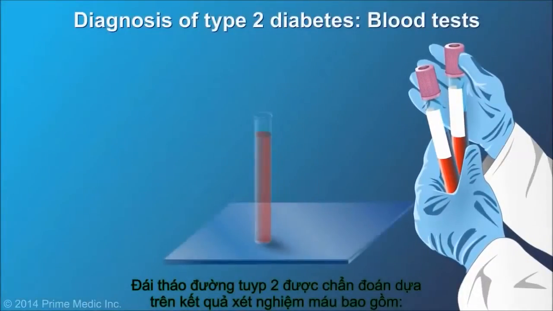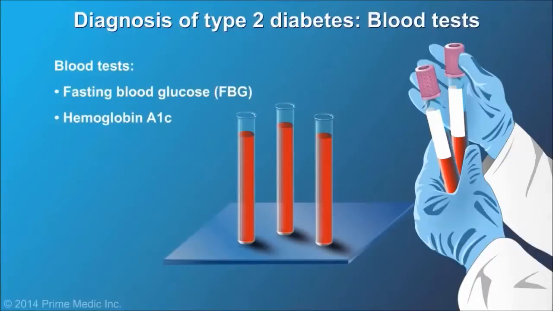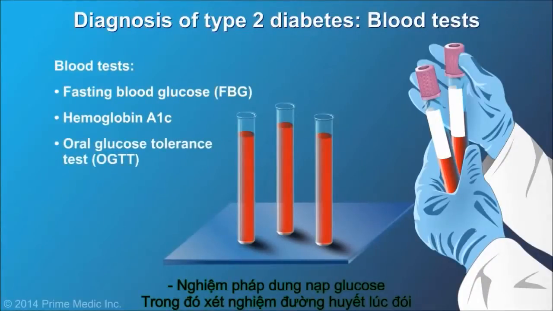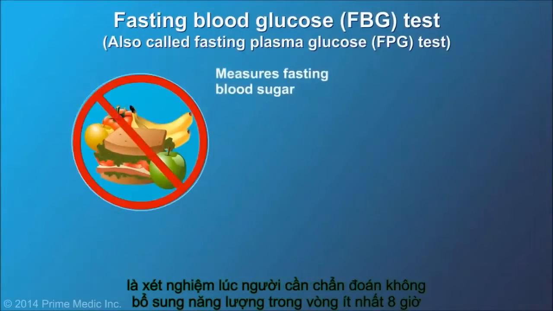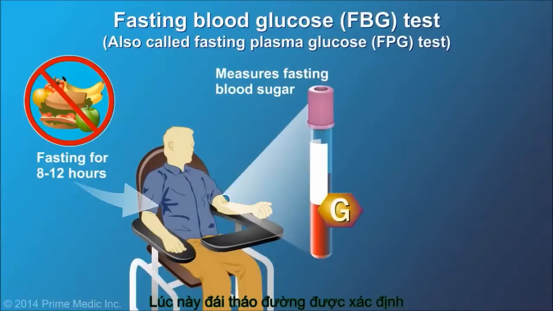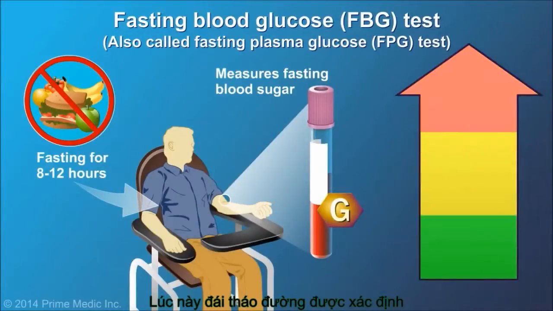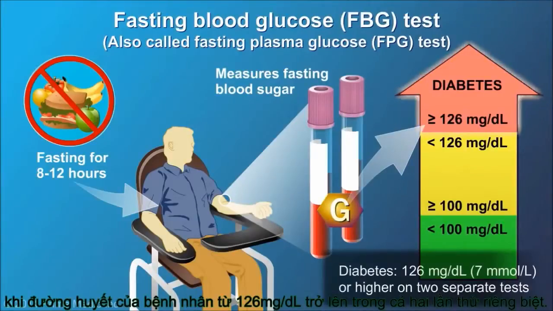Diabetes is diagnosed through laboratory blood tests: the fasting blood glucose test, hemoglobin A1C test, and the oral glucose tolerance test. The fasting blood glucose test measures blood glucose in a person who has not eaten for at least 8 hours. Diabetes is diagnosed when fasting blood glucose is 126 milligrams per deciliter or higher on 2 separate laboratory tests.